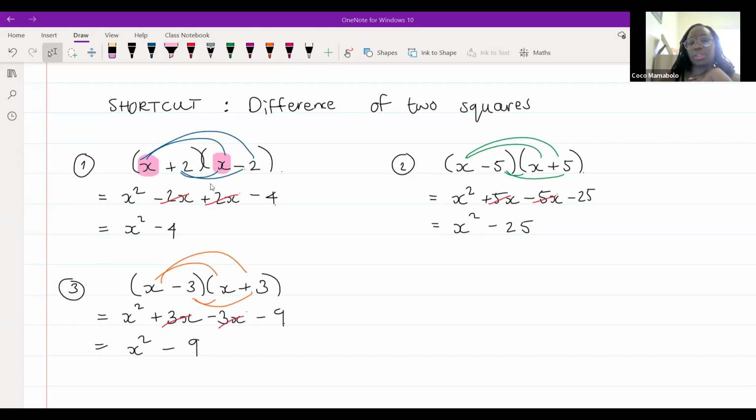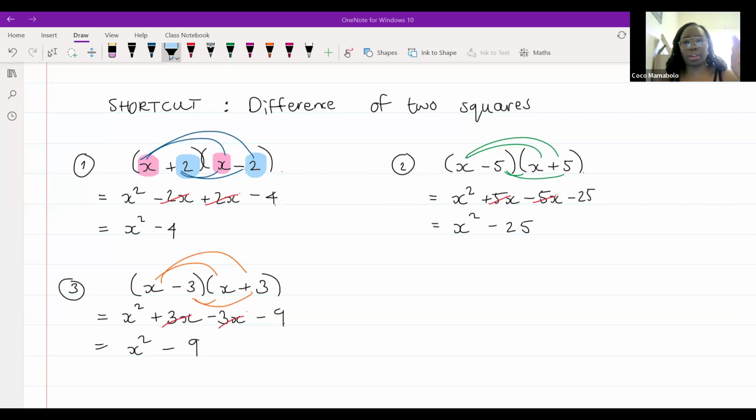What else do we see that's also the same? You see that number? Yes, the constants at the end. That's it. But there is one distinct difference. What is that difference? What's the difference between the two brackets?